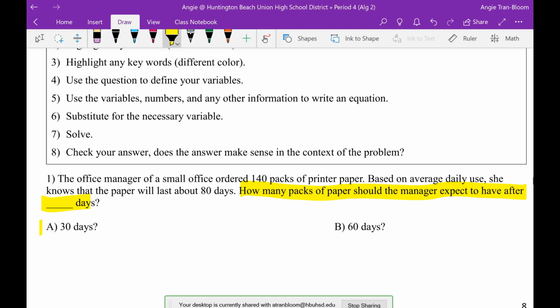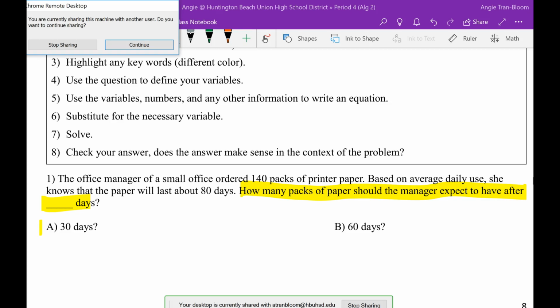Here's the question. At the end of 30 days, should she have more than the half mark or less than the half mark? More. She should have more, right? Because remember, 30 days is less than 40. This is asking how much she has left, not how much was used. Does that make sense? She would use less at the end of 30 days. That means the remaining amount should be more.